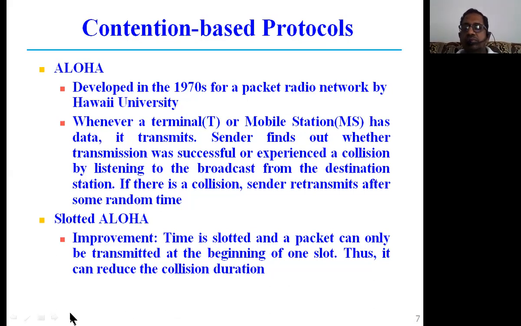Okay, so thank you very much for today's session. In the next session we will discuss Aloha and slotted Aloha in depth, about how the Aloha protocol detects the collision and how it retransmits the lost packet in the network. Okay, thank you very much for today's session.